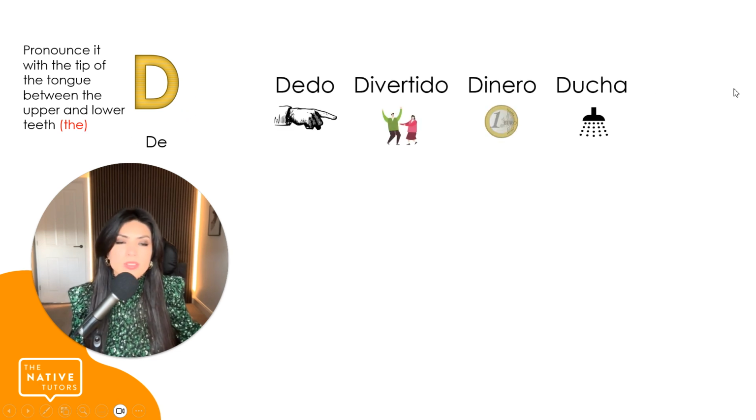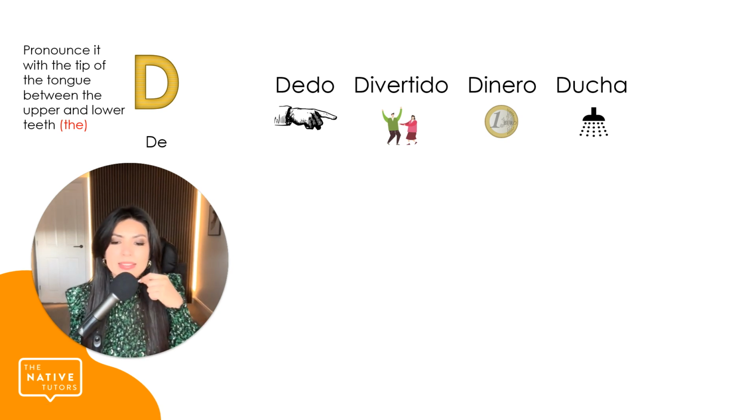Let's try reading these words. Dedo. Can you see my tongue? See where I place it? Dedo. Divertido. Dinero. Ducha. Otra vez. One more time. Dedo. Divertido. Dinero. Ducha. Muy bien.